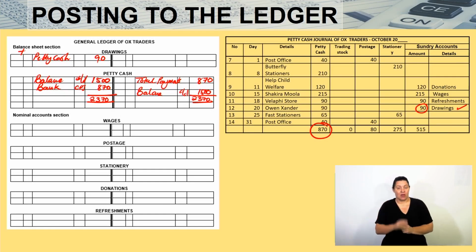1,500. Remember, this is on the end of October. So the beginning of November 1, I now have a balance here brought down 1,500. The imprest amount has been restored. When I come to my wages, remember, it's an expense. It increases on the debit side. So I'm going to say how much was spent on wages.